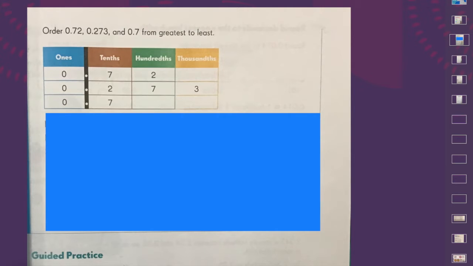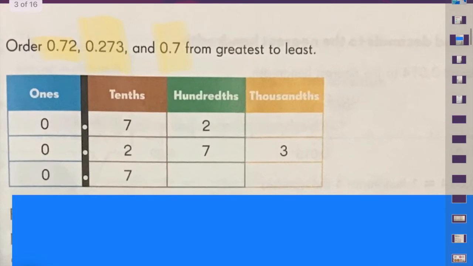We have 3 new numbers that we're going to compare. And again, I want you to first in your head, read them to yourselves. So first look at this number, read it in your head using your place value language. Read the second number in your head using your place value language, and then the last one. Okay, let's see if you were right. Was the first number you read, did you say 72 hundredths? I hope so. In the second one, did you say 273 thousandths? I hope so. And the last one, did you say 7 tenths?